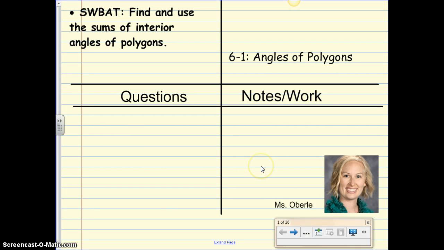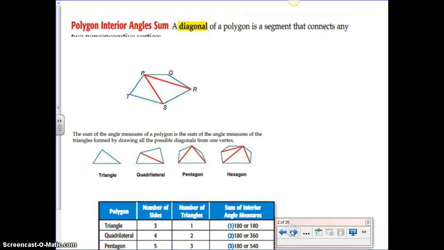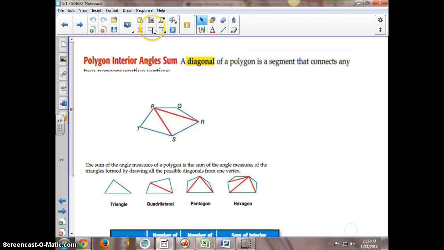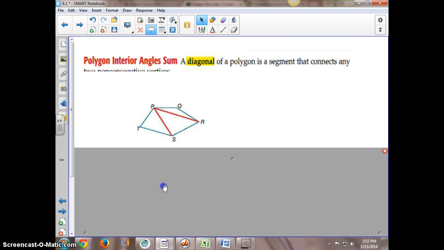Hi students, this is lesson 6.1, Angles of Polygons. And to find and use the sums of interior angles of polygons is our goal. So where do we start? Well, let's start by talking about diagonals.